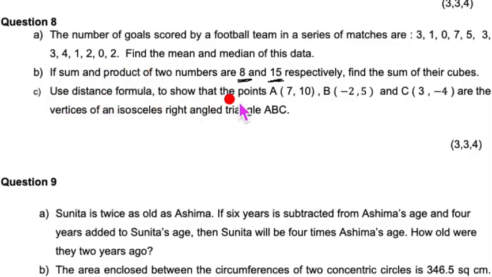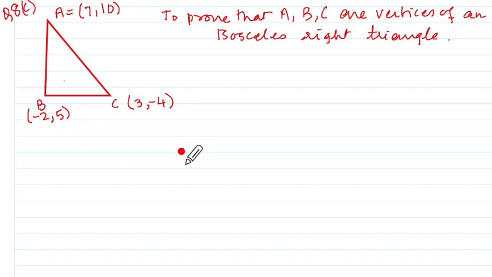Use the distance formula to show that points A, which is 7, 10, B minus 2, 5 and C 3, minus 4 are the vertices of the isosceles right angle triangle ABC. So to begin with, we will need the diagram. So let's draw the diagram. Now in this, we have to prove that it's an isosceles right triangle. Now I do not know if angle B is 90 degrees or not. I have just shown a representative diagram.